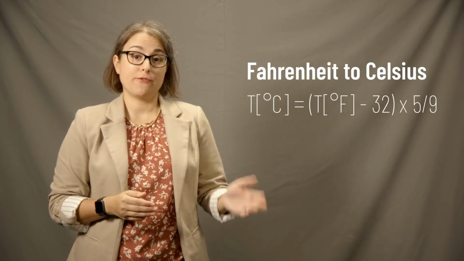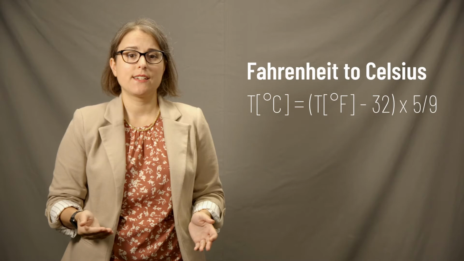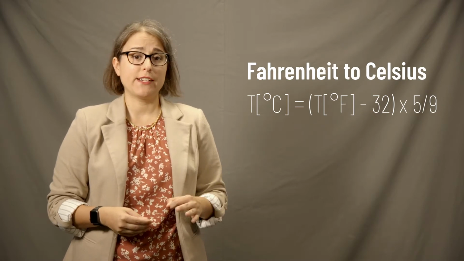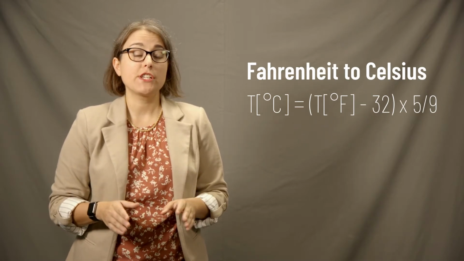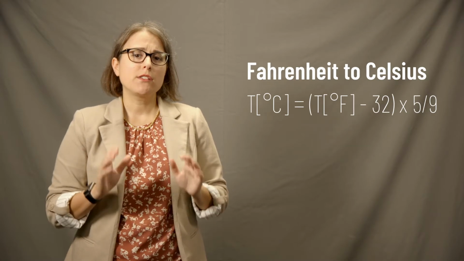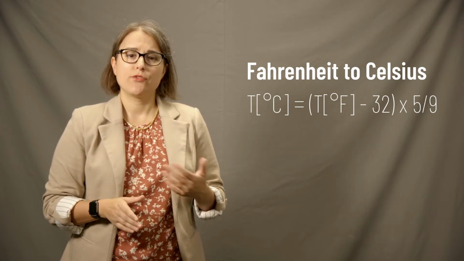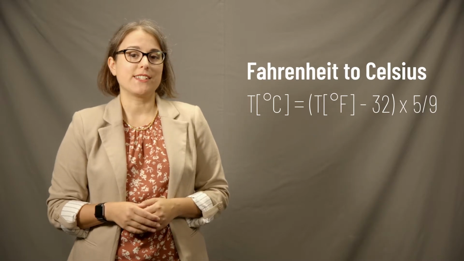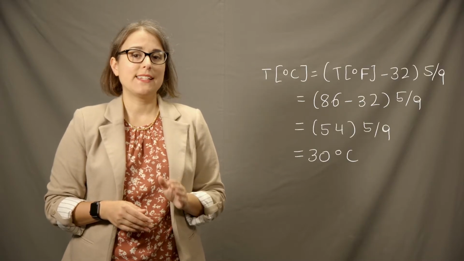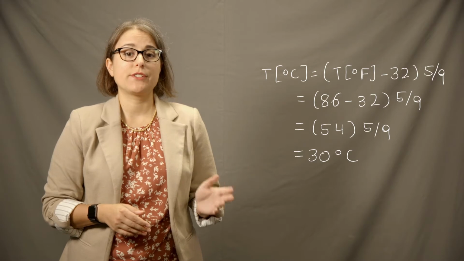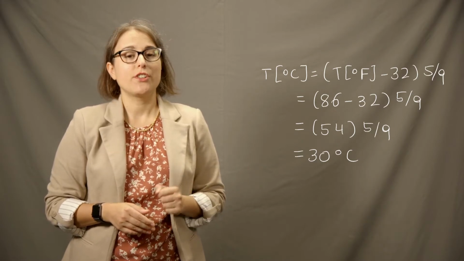To convert from Fahrenheit to Celsius, take the temperature in Fahrenheit and subtract 32 from it. Multiply the result of that subtraction by 5/9. The result is the temperature in degrees Celsius. As an example, 86 degrees Fahrenheit converts to 30 degrees Celsius.